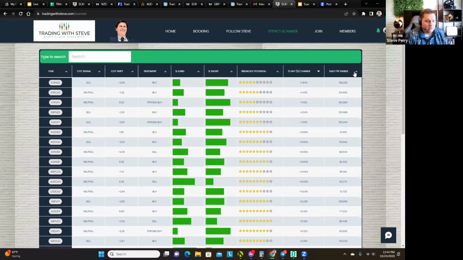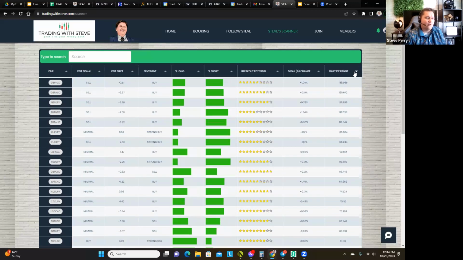Okay, so you got that. Then you got the daily pip range. This is helpful, especially because we always talk about how currency pairs are not created equal. Some currency pairs have bigger average daily ranges than others. Like the pound Kiwi, for example, has a 140 pip average daily range.